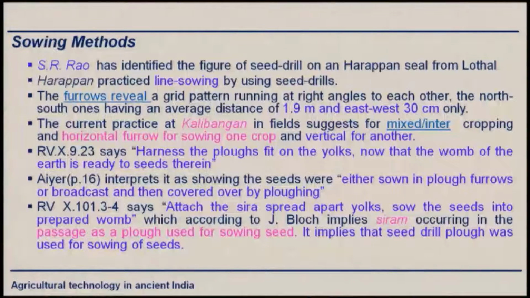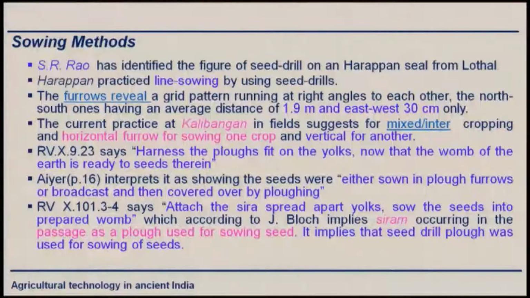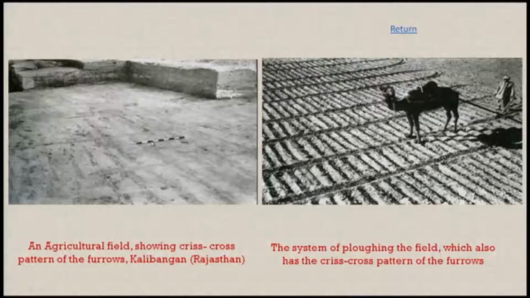Of course, you can broadcast the seed, but that is not in a very natural way. You can throw the seed scattered around. If you look at the Harappan fields, you can find the furrows reveal a grid pattern running at right angles to each other. You might be remembering I had shown you some figure. North south ones have an average distance of 1.9 meter and east west around 30 centimeter. Let us get into this one and see that.